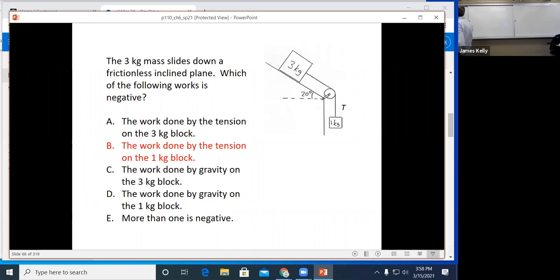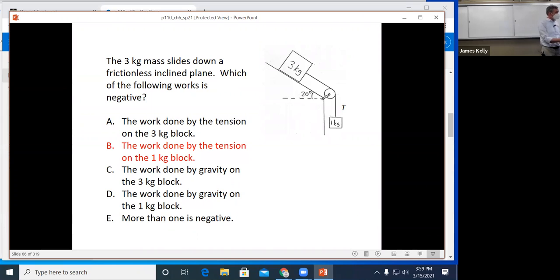That's positive work. Work done by gravity on the 1 kilogram block. The block is going down. Gravity's pulling on it down. That's the hallmark of positive work. So B is the work done by the tension on the 1 kilogram block. Tension's pulling up on the 1 kilogram block while the block goes down. That's the hallmark of negative work.